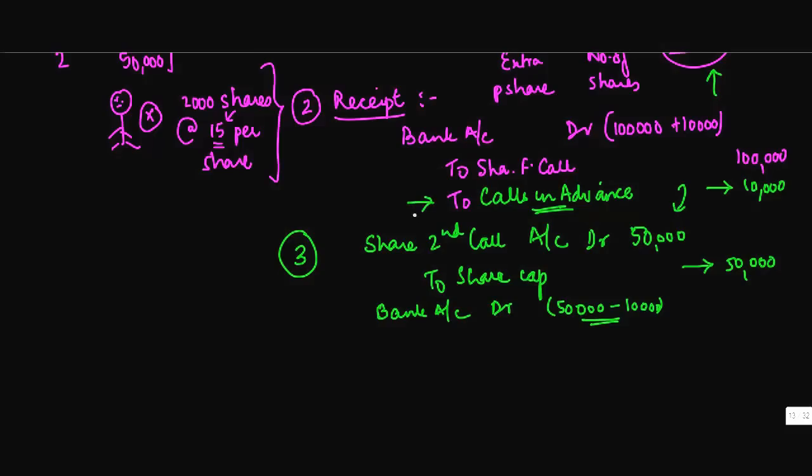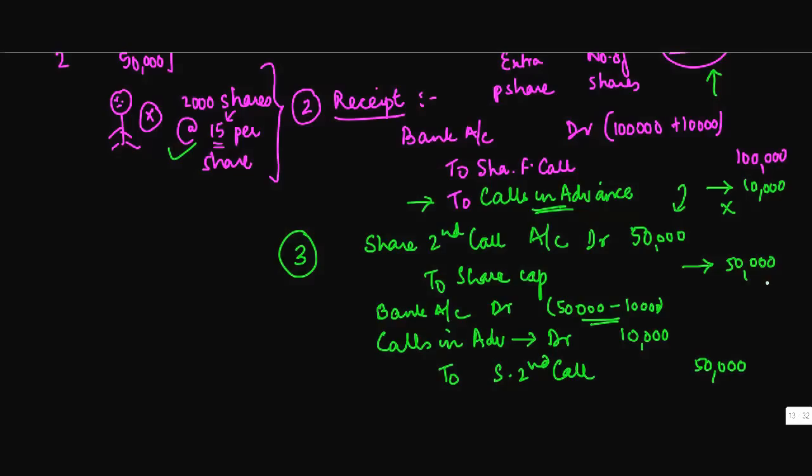You will debit calls in advance, because these calls in advance are no longer there. These have actually become share capital money. So the liability is reducing because now the money is actually due from him. So you debit. Reduction in liability is debited. Then share second call 50,000. Right? So that's how you basically do the entries for calls in advance.